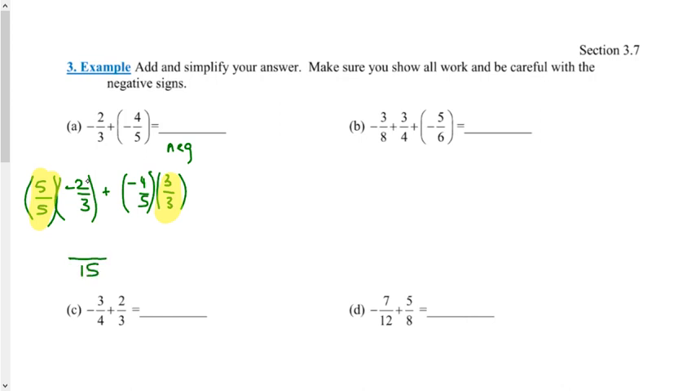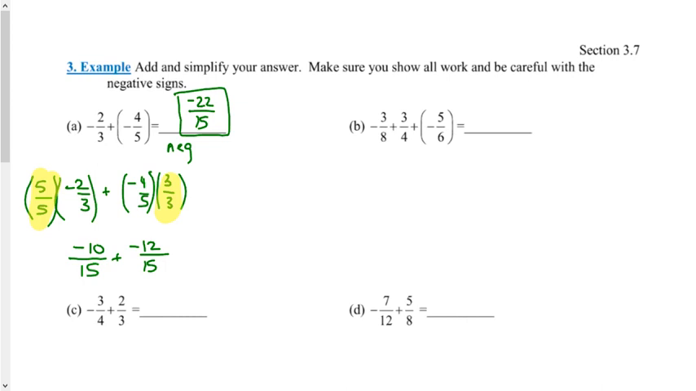So 5 times negative 2 is negative 10/15. And 4 times 3 is a negative 12/15. Now I've got common denominators, so my answer will be 15ths. I've already decided it's going to be negative, and that's negative 22/15 for my final answer.